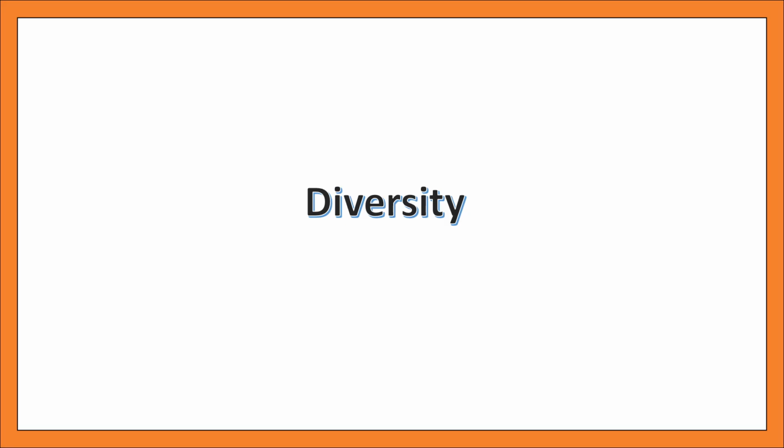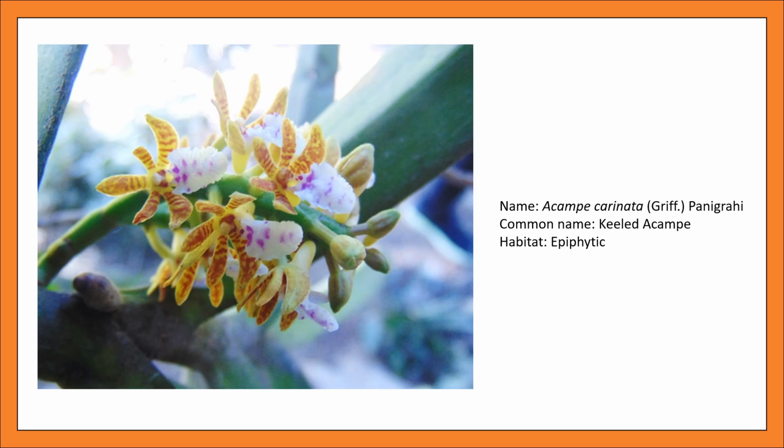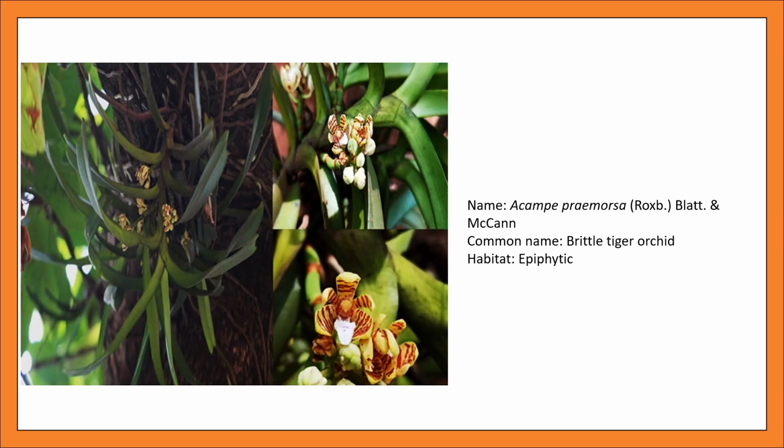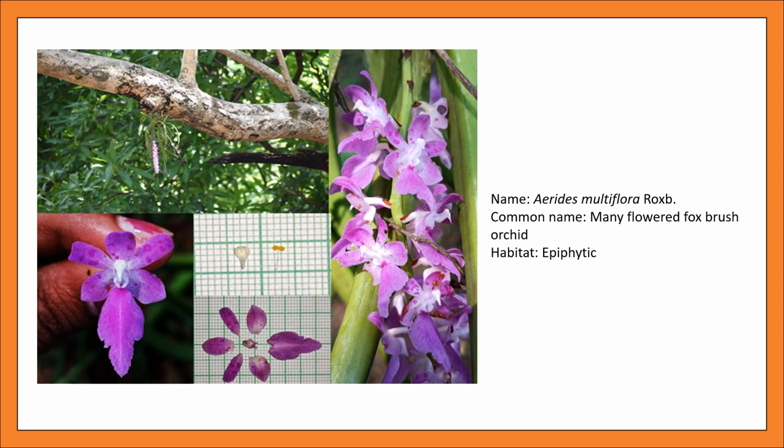Now we will talk about the diversity. Okay. So first orchid is Acampe carinata. It is an epiphytic orchid. Second is Acampe praemorsa. Again it is an epiphytic orchid. Third is Aerides multiflora. Sometimes we confuse it from far. It looks like a foxtail orchid. Again it is epiphytic.